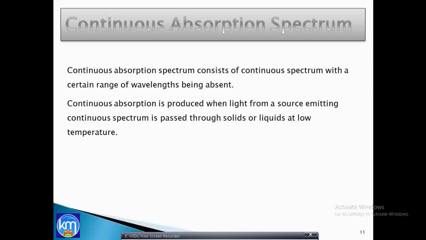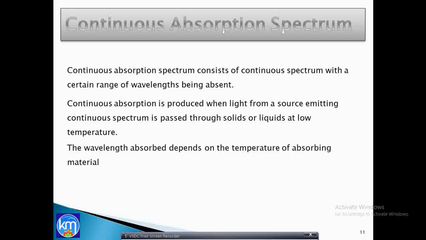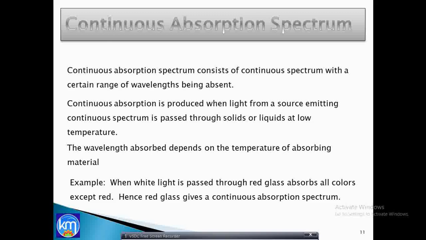Continuous absorption spectrum is produced when light from a source which is emitting light is made to pass through a solid or liquid at low temperatures. Then definitely you will get continuous absorption spectrum. The wavelength that is absorbed will mainly depend on the temperature of the absorbing material. Example, as I said, when white light is passed through red glass, it absorbs all the colors except red, hence red glass will appear red in case of white light. That gives the continuous absorption spectrum.